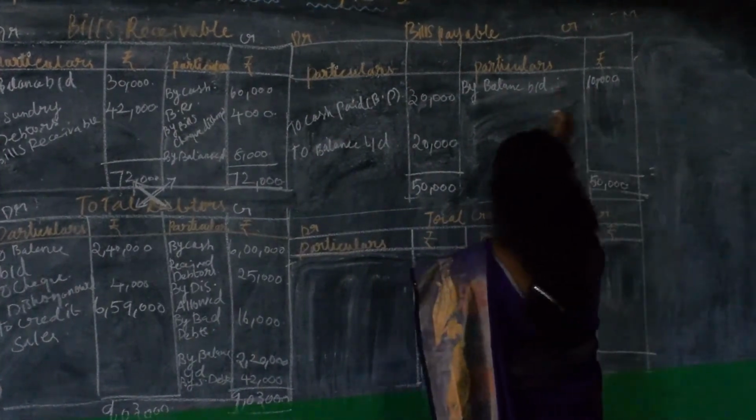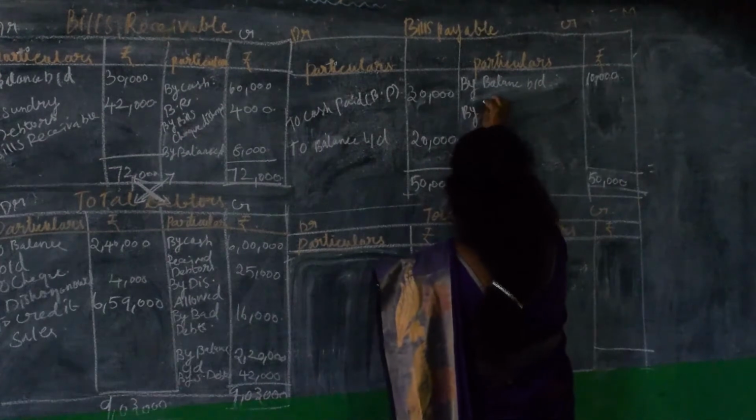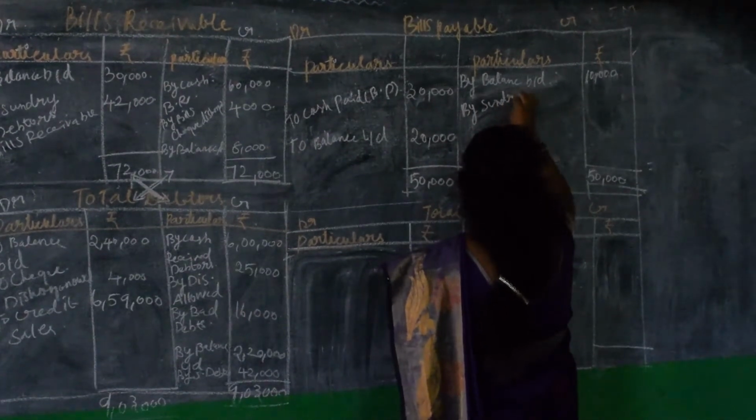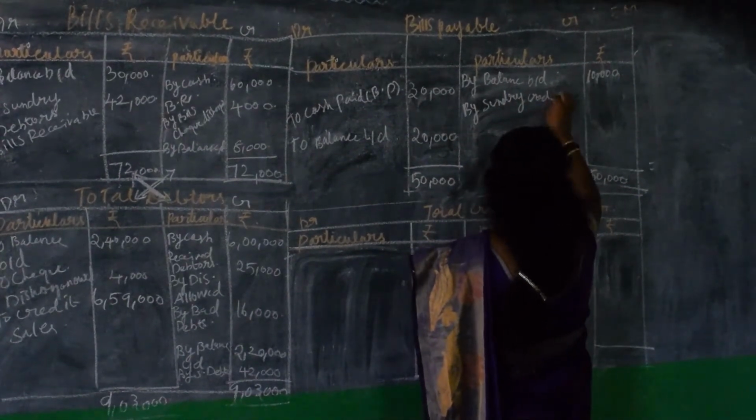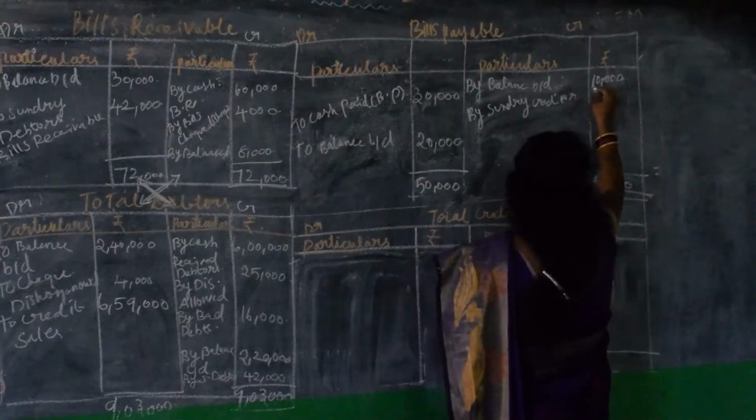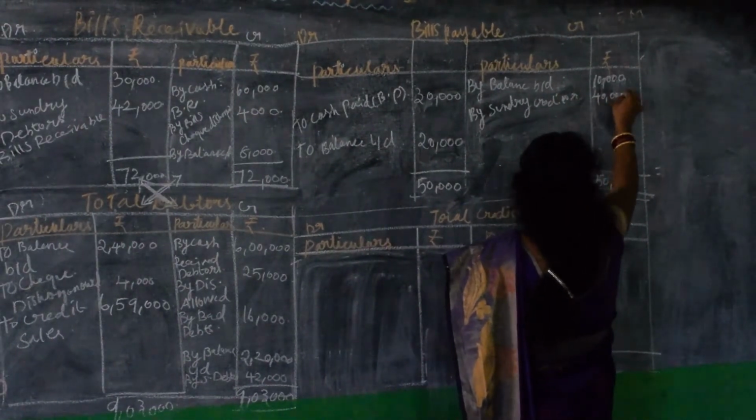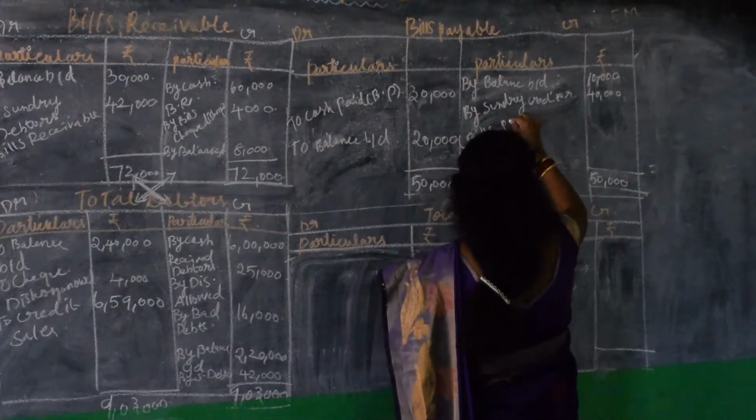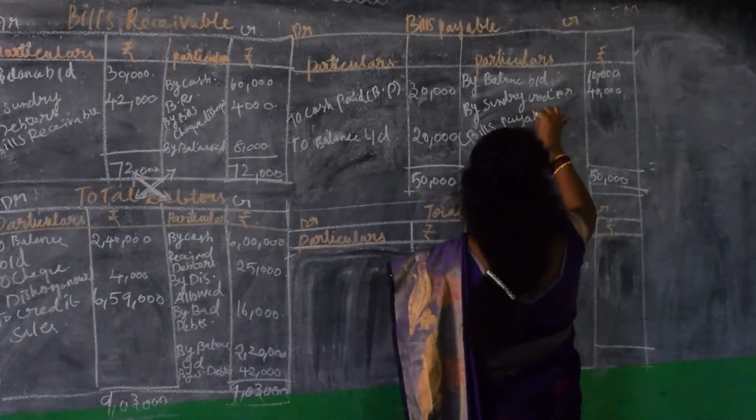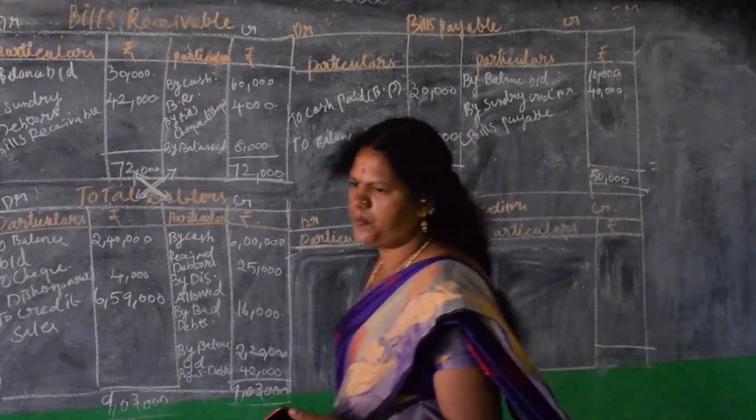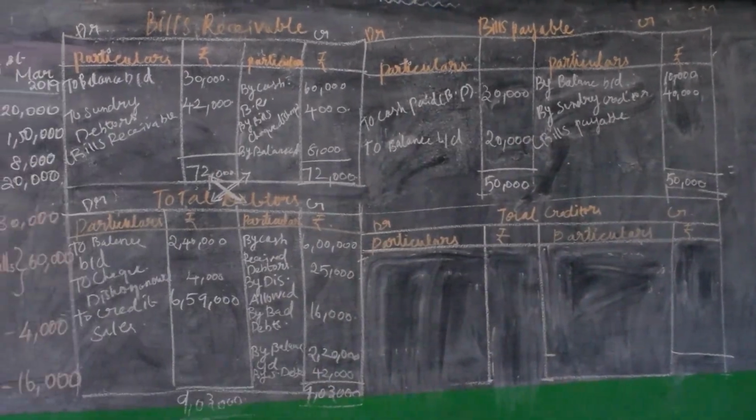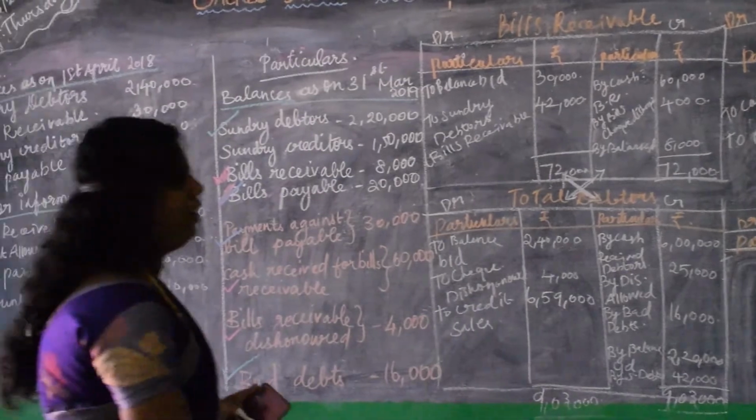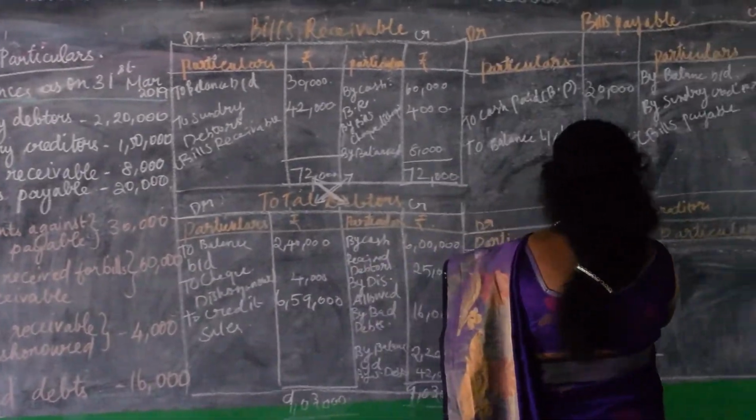The balance indicates the by sundry creditors 40,000. In the bracket write bills payable. Yes, bills payable is 40,000. Next we will move on to finding out the total creditors.